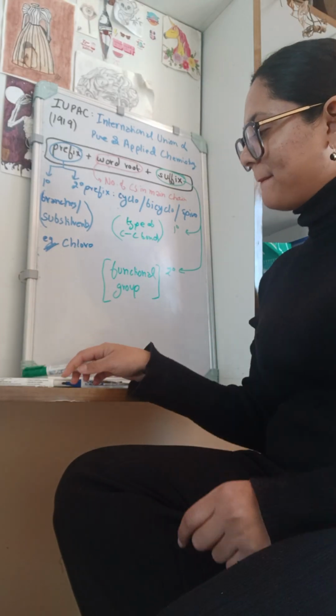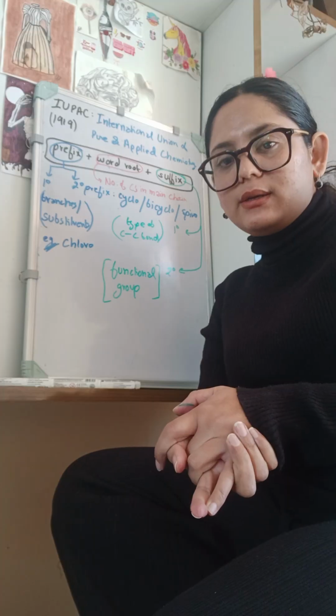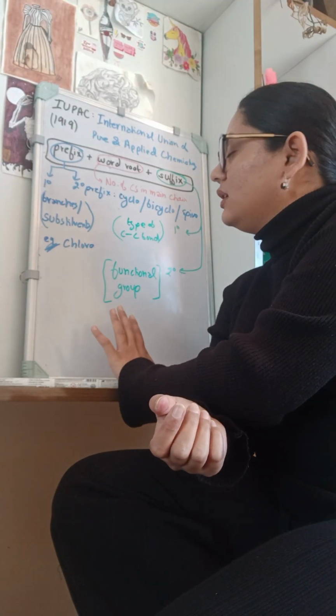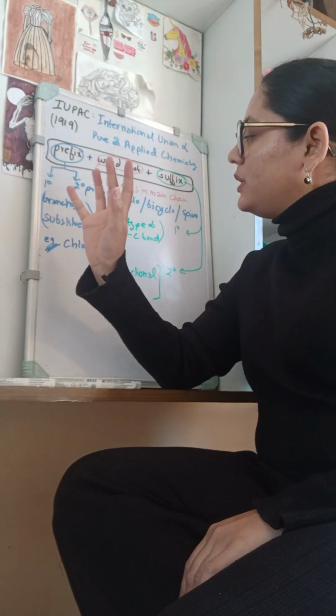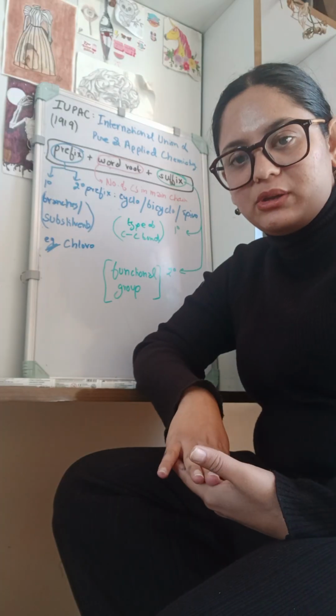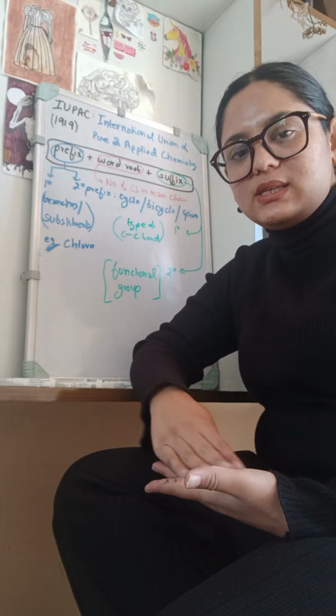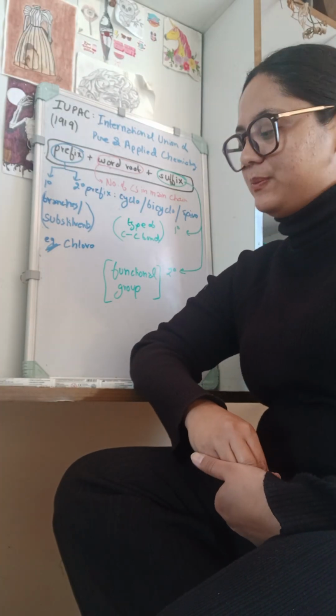Okay. Now all the compounds are written according to this flowchart and in the same order. First we write the primary prefix, secondary prefix, word root, primary suffix and then the secondary suffix.